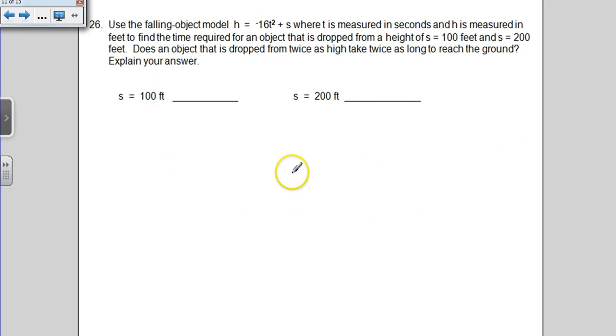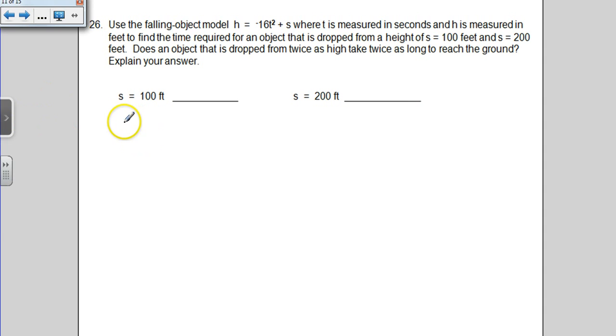Okay, same formula. They use S here instead of H sub naught, but it works the same way. This time the object is going to hit the ground, and we're going to drop it from 2 different heights. First 100 feet and then 200 feet. And then the question at the very end says, does the object that's twice as high take twice as long to reach the ground, and explain. Well, after we do the math, we're going to see what happens.